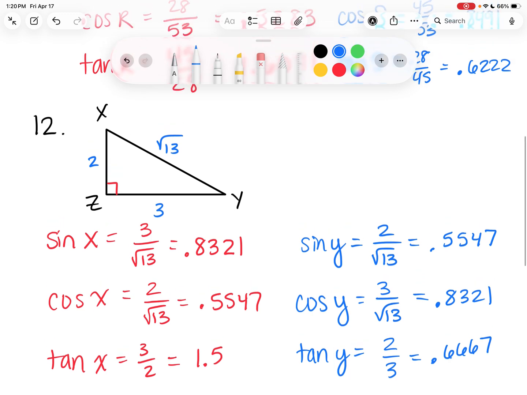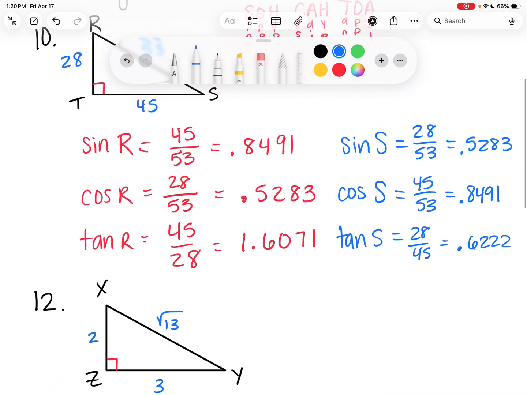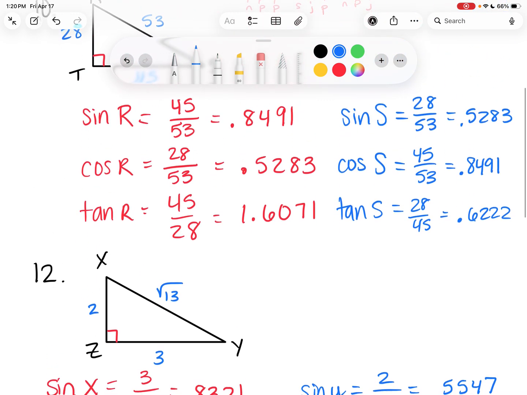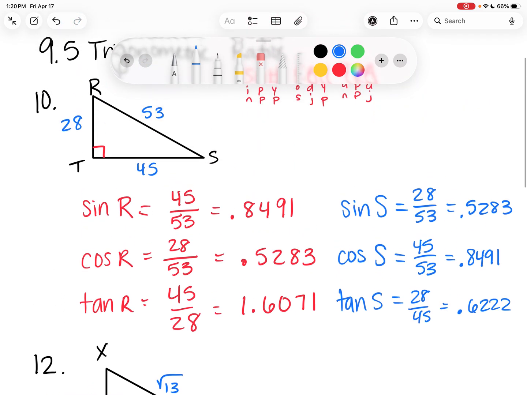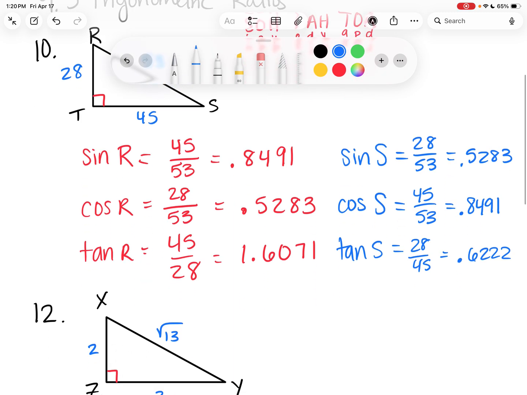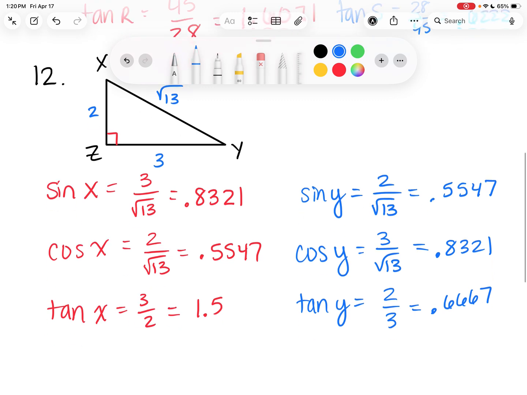What do you notice? Cosine and sine are like opposites on different things. Yeah, so if you're looking at the two different acute angles, the sine and the cosine values just swap, right? But the tangent values are totally different. Those are not the same thing. So that's just another way you can check to see if you've done it right.